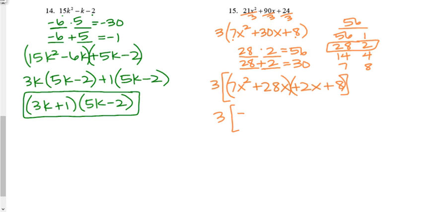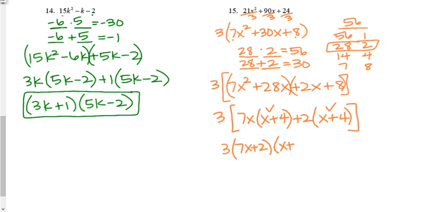I can factor a 7x out of the front two, and I'm left with x plus 4. And I can factor a 2 out of the second two, and I'm left with x plus 4. Now x plus 4 and x plus 4 are the same, so I can just combine this all to be 7x plus 2, x plus 4.